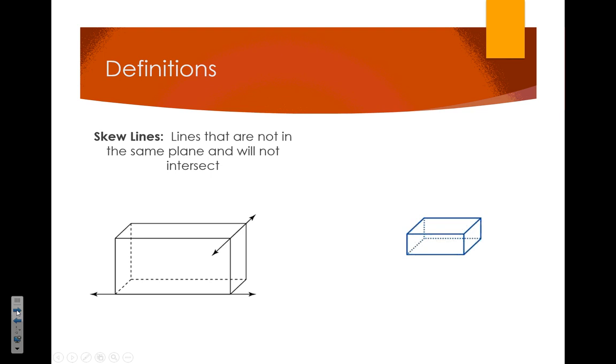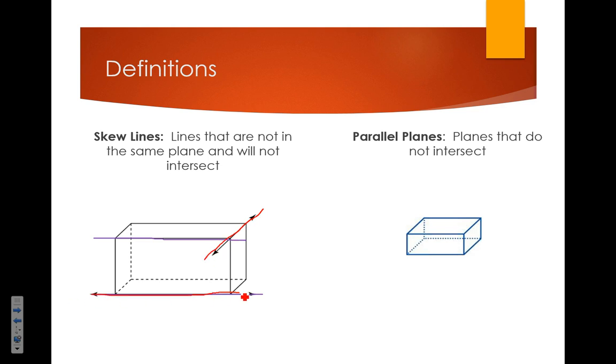Just a quick definition. Skew lines are lines that are not in the same plane and will not intersect, as opposed to parallel lines, which we did in chapter 1. So this line and this line down here are parallel. They're not going to intersect. But the skew is a little bit different. They'll never intersect, but they're not going in the same direction. Parallel lines go in the same direction. The skew line here and this line here are never ever going to intersect.